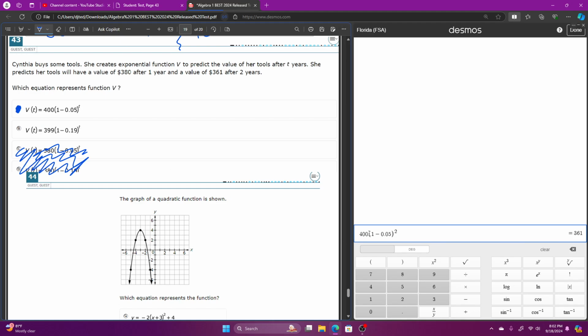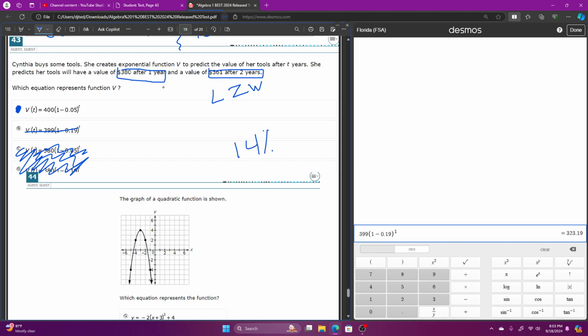And just for our curiosity, if we tried answer choice B, that has a 389 and a 0.19. When t is 2, we do not get 361. And when t is 1, we don't get 380. So that didn't work for either of them. So A was the correct answer, and being able to practice putting this in the calculator will help you to check your answer for this type of exponential function from a word problem. You can practice this in IXL, lesson LZW, and only 14% of students got this question right.